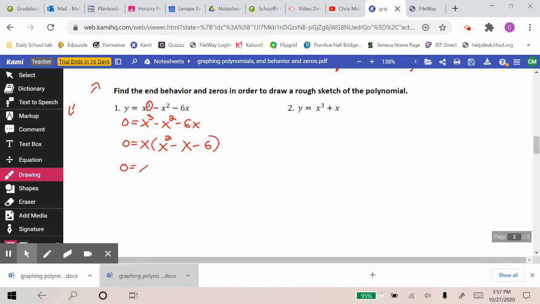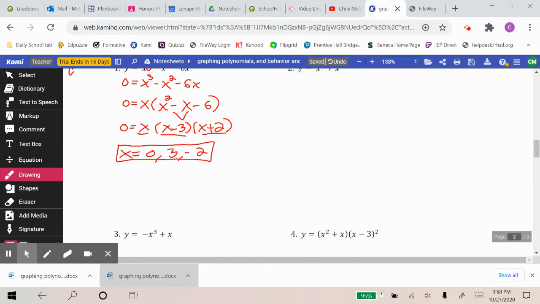And then I can factor this quadratic. If this quadratic wouldn't factor, I would use the quadratic formula. But this does factor to x minus 3, x plus 2. If you set each of these factors equal to 0, you would see you're going to get 3 x-intercepts, or 3 zeros. It's going to be 0, 3, and negative 2. All right, so this is going to give us the middle part of the graph.